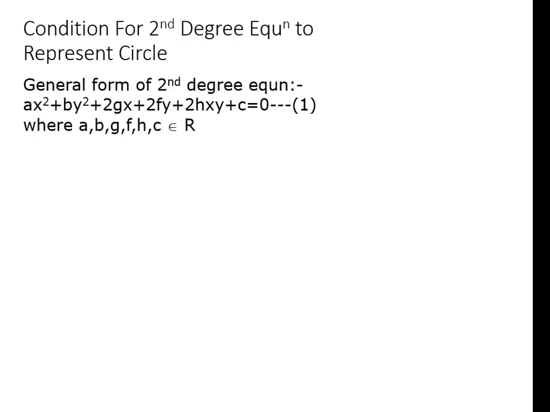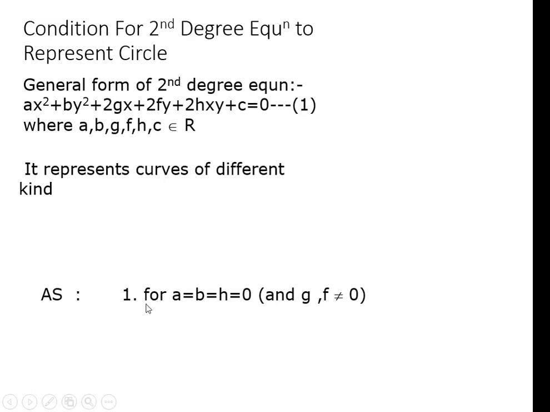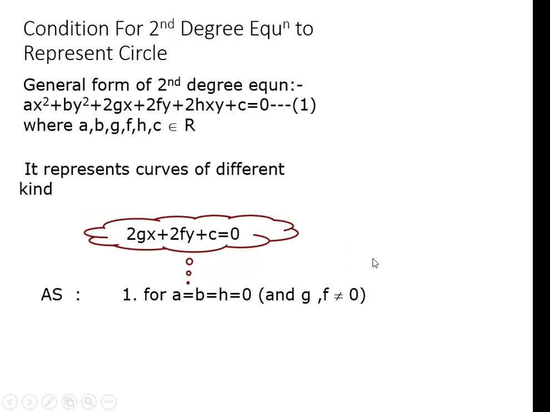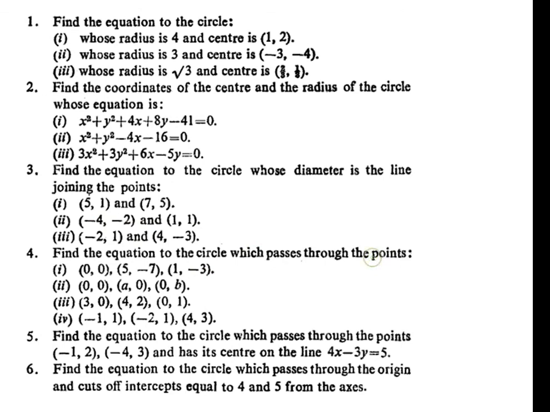Condition for a second degree equation to represent a circle. The general form of a second degree equation is ax square plus by square plus 2gx plus 2fy plus 2hxy plus c is equal to 0, where a, b, g, f, h, c belong to R. It represents curves of different kinds. If a is equal to b is equal to h is equal to 0, and g, f are not equal to 0, it becomes 2gx plus 2fy plus c is equal to 0, which is the equation of a straight line.